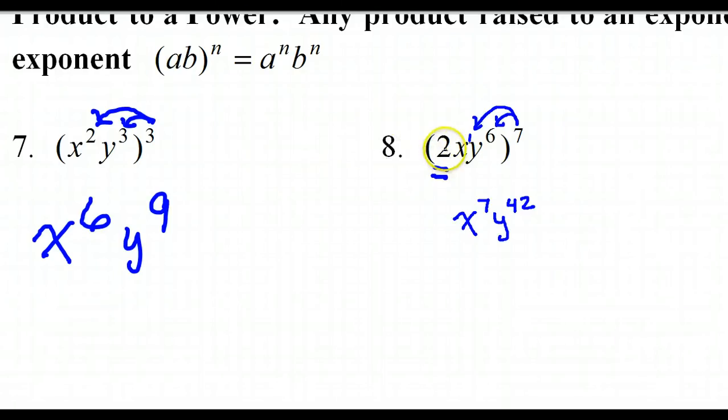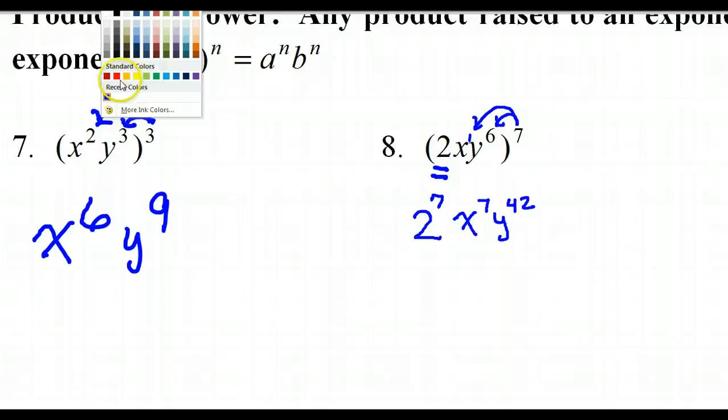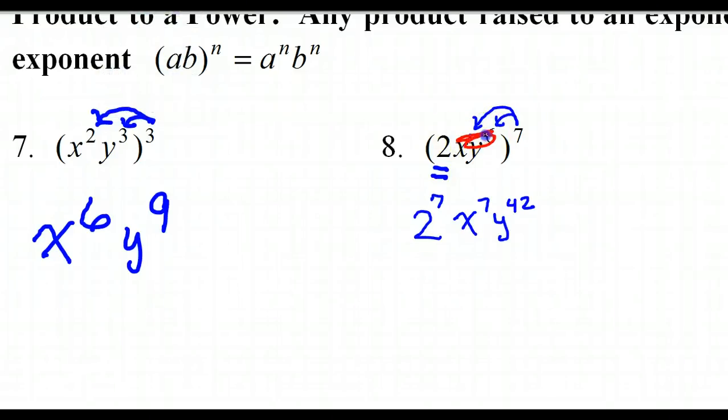But the 2, I will not multiply 2 times 7. Right? Because this 2 is not an exponent. It's not a variable and a power. I still have to do 2 to the 7th power. Okay? Like, think of it this way. If I took these x's and y's and scribbled them out, all right? What I would be left with is 2 to the 7th power. And it would look like this, 2 to the 7th power.